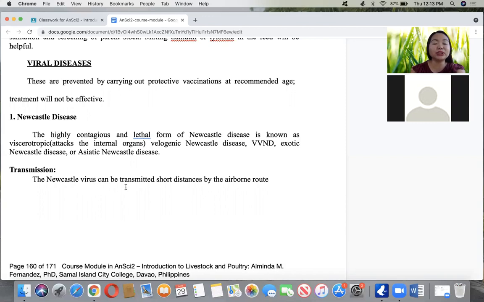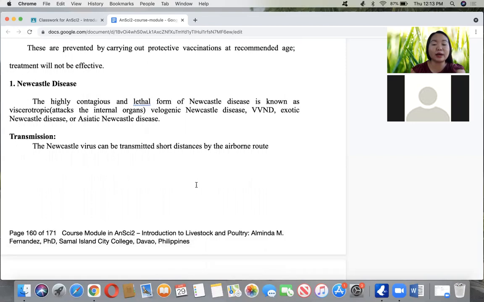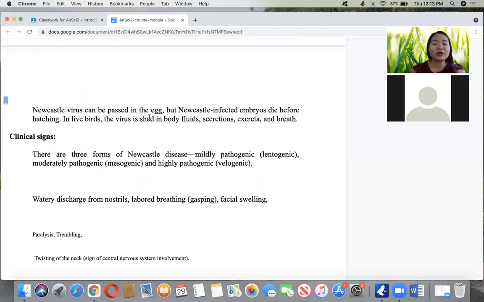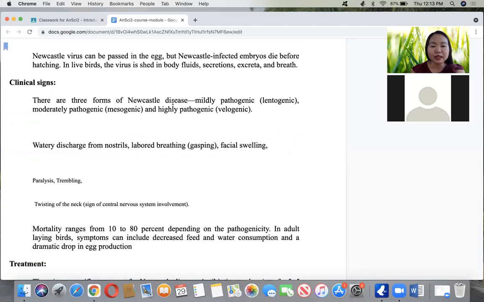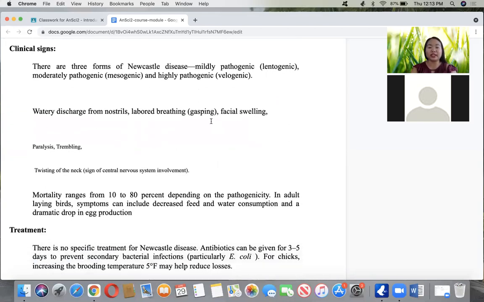So, for the transmission, it's very contagious. By short distance, it's airborne. And also can be passed in the egg, or infected embryos die before hatching. So sa live birds naman, the virus is shed in body fluid secretions, excreta, and breath. So yung mga signs, mildly pathogenic or lentogenic, moderately pathogenic or mesogenic, and highly pathogenic or velogenic yung mga tawag.